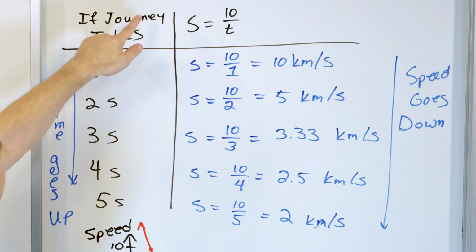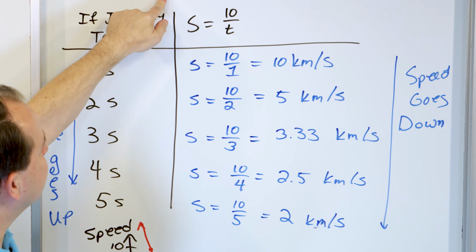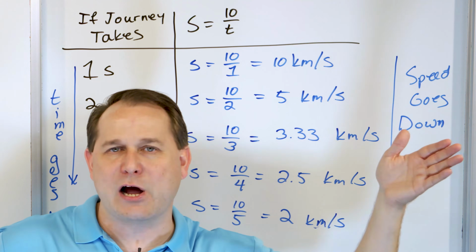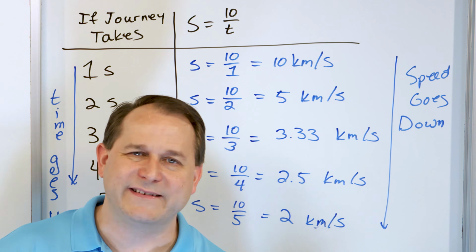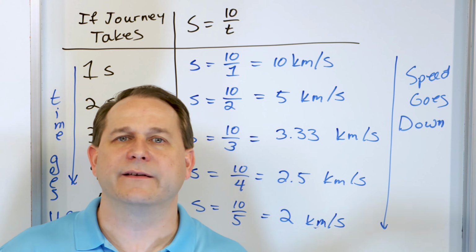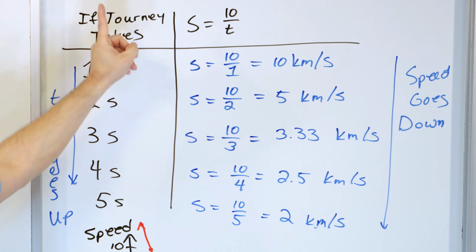Because if I put a time of 0 in here, if literally the journey took 0 seconds, if I'm going 10 kilometers, it took me 0 seconds. You divide by 0, it's like you've got infinity speed. You can't really ever get there in 0 seconds, so it's like infinity speed, so the speed's off the chart.